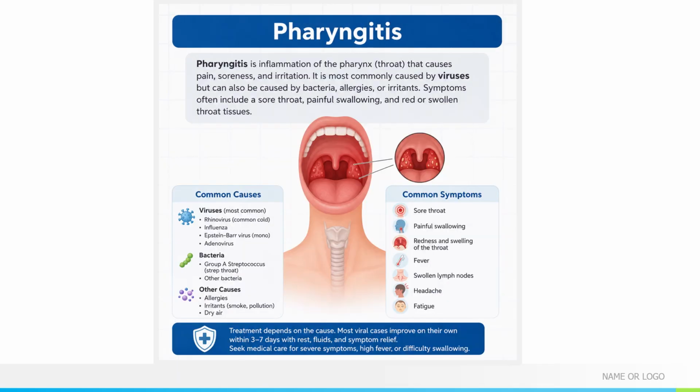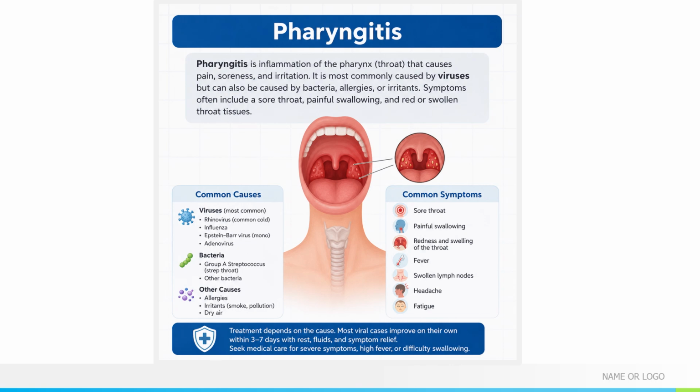Now let's discuss pharyngitis. This is one of the most common upper respiratory conditions encountered in primary care. Pharyngitis is inflammation of the pharynx, or the throat. The inflammation occurs when infectious organisms or irritants trigger an immune response within the pharyngeal mucosa. Most cases, approximately 70 to 90% in adults, are caused by viruses. Some common viral pathogens include rhinovirus again, influenza, adenovirus, and Epstein-Barr virus, which causes infectious mononucleosis, or mono.